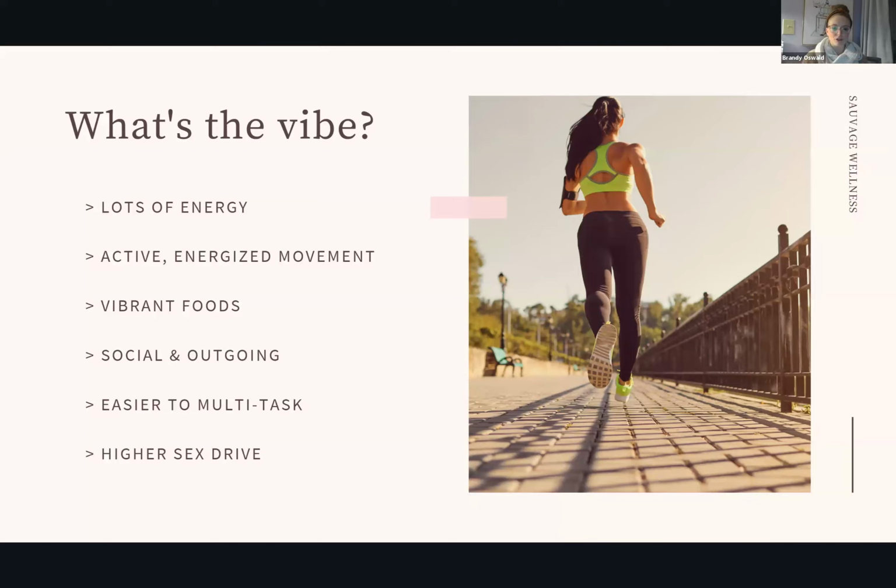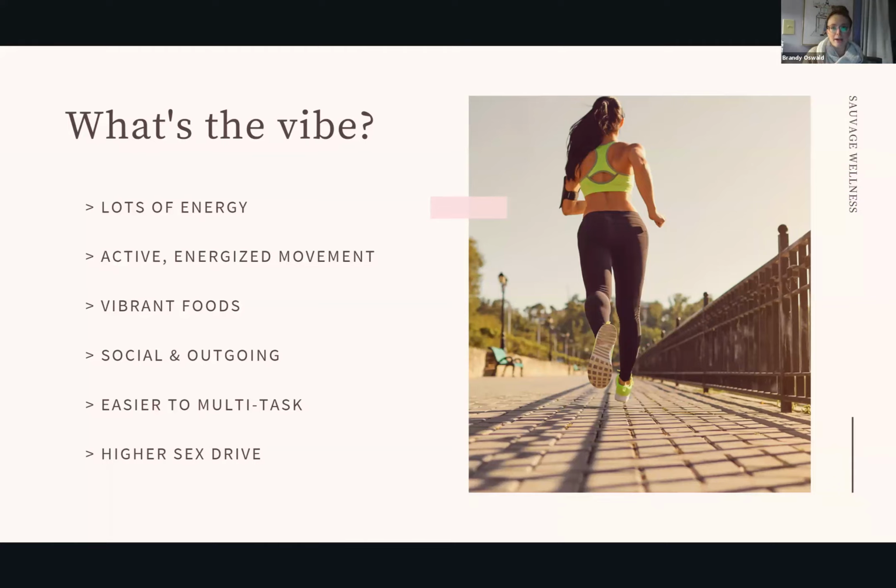We feel very social, very outgoing. Great time to plan your parties and your major events. It's easier at this time for us to multitask because we have a greater capacity for it. We have the energy for it. And this tends to be the time in most people's cycle where we have our highest sex drive. And as you could guess, that's a biological function because our body's ovulating at that time, primally in hopes of us achieving pregnancy. But good to know because we can use that to our advantage in our relationships.